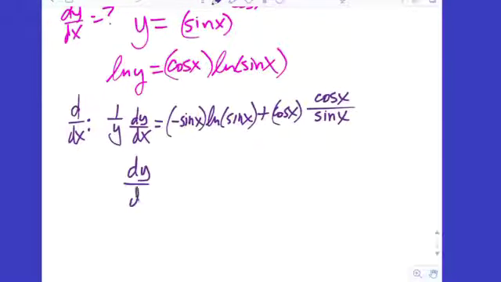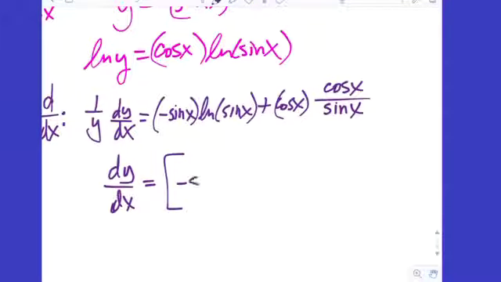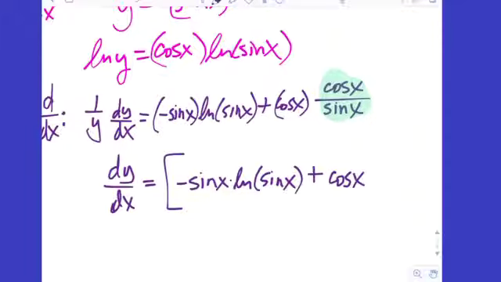Now we just have to solve for dy dx by multiplying both sides by y. So I'll put my beefy plum brackets, and we get negative sine of x times the natural log of sine of x. And you have a couple of ways to simplify that last term. You could call it cosine squared over sine of x, but that puts it as a quotient. You could just call it cosine over sine, cotangent. And so now it's cosine x cotangent of x.